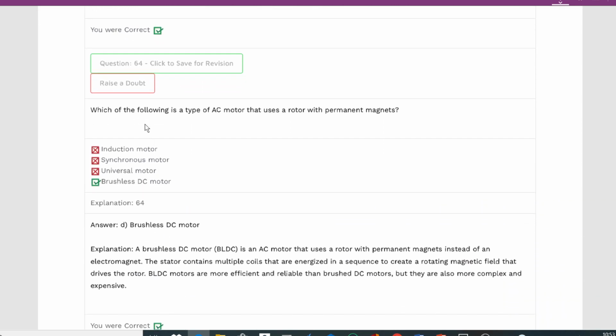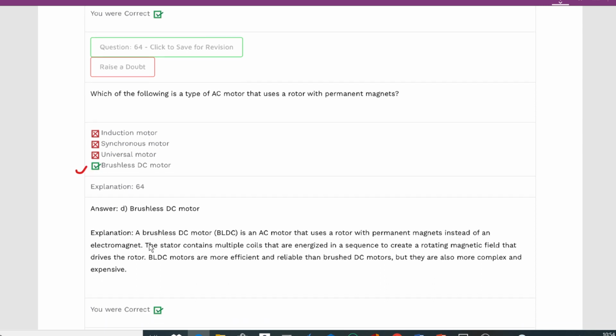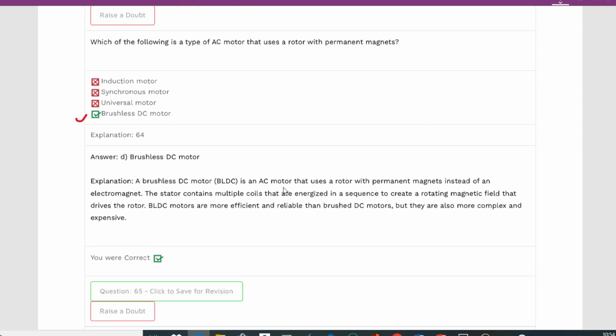Now which of the following is a type of motor that uses a rotor with permanent magnets? Here the type of motor that uses a rotor with permanent magnets is the brushless DC motor, BLDC motor. A BLDC motor uses a rotor with permanent magnets instead of an electromagnet, and the stator contains multiple coils that are energized in a sequence to create a rotating magnetic field that drives the rotor. BLDC motors are more efficient and reliable than brushed DC motors, but they are also more complex and expensive.